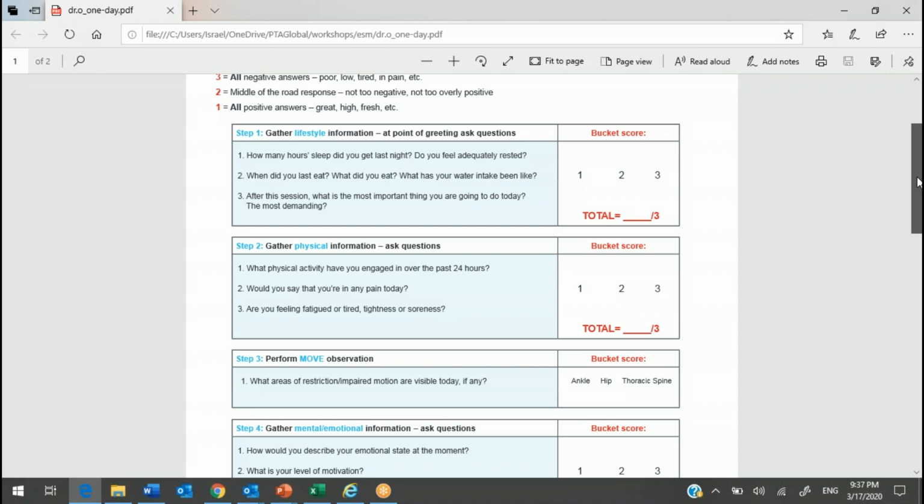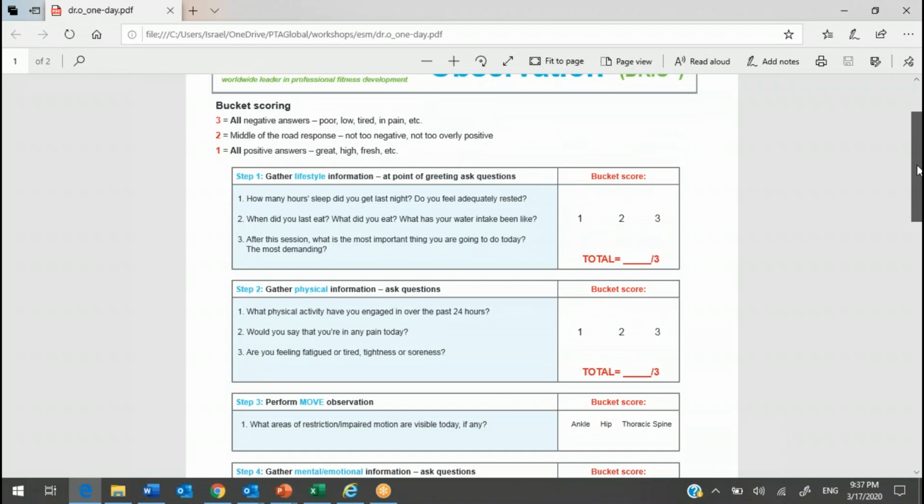Okay, and then question number 3 in bucket number 1: after this session, what is the most important thing you are going to do today? The most demanding, right? So they have another 10 hours of work. Are they going to go run a 5K? Are they going to have just a busy, stressful day ahead? What does that look like? Then we score that from 1 to 3. We take the median score of these 3 questions and plug it in here for bucket number 1.